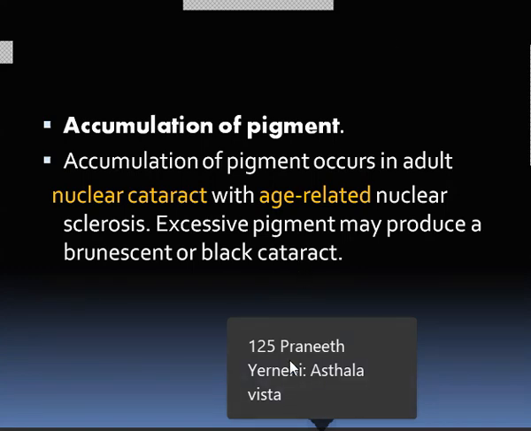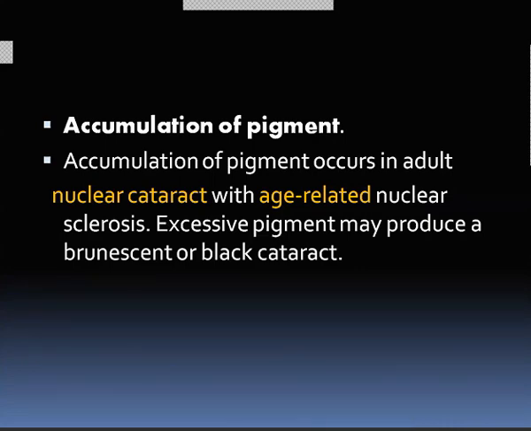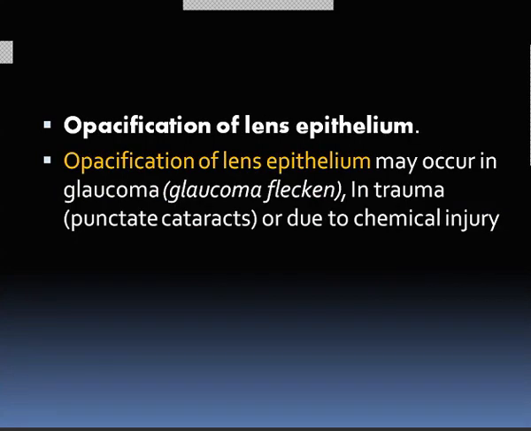And here a pigment occurs in the lens, that is the nuclear cataract. When the pigment deposition occurs due to the aging process, that is called nuclear cataract, and it's age related, and it's also due to the exaggerated nuclear sclerosis. Excessive pigment may produce the brunescent or the black cataract.